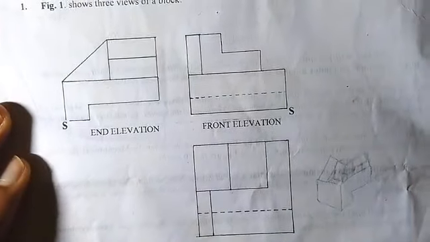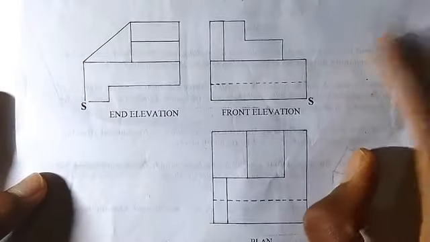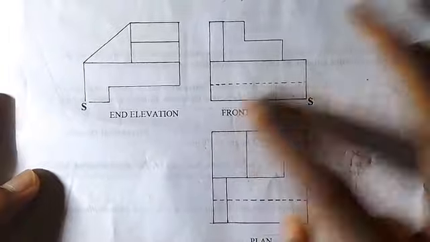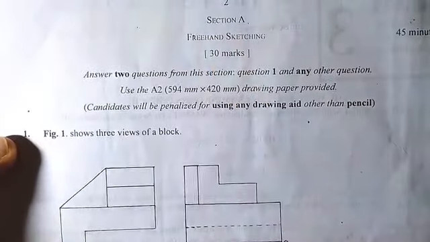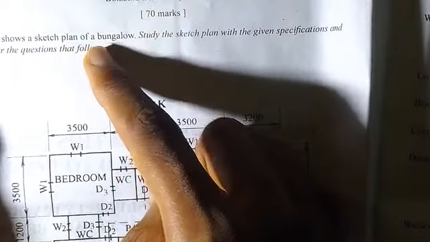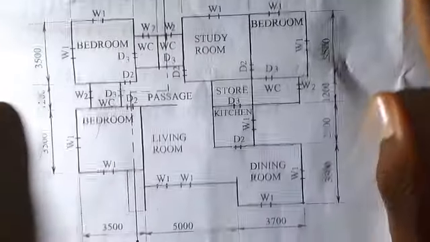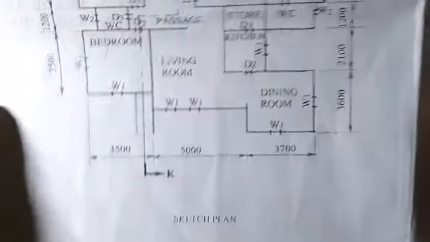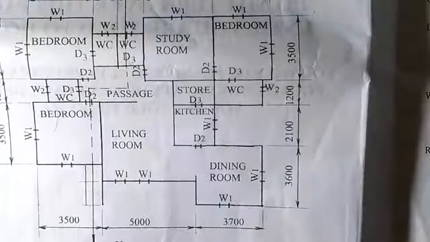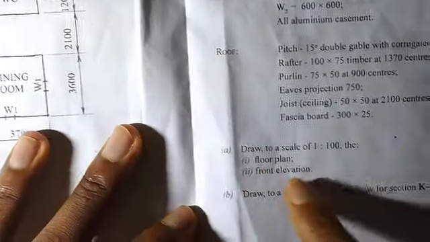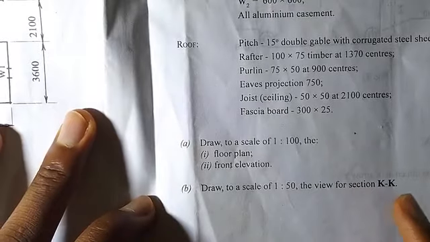In the question, they were not only asked to draw the isometric block with these given views. This is the section A part. In section B, they were asked to draw a sketch plan of a bungalow. So this is the sketch plan of the bungalow, and they were asked to draw the floor plan, the front elevation, and to section the building.